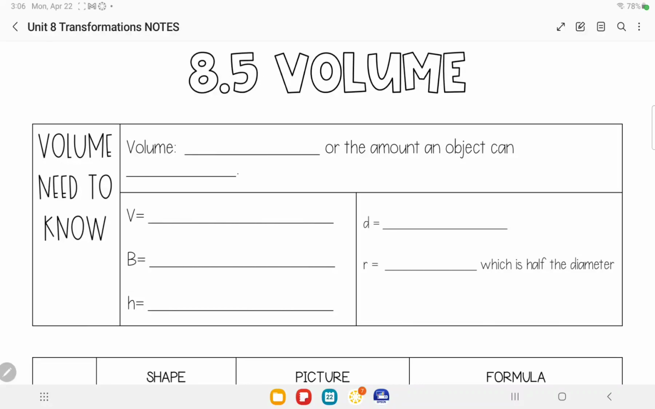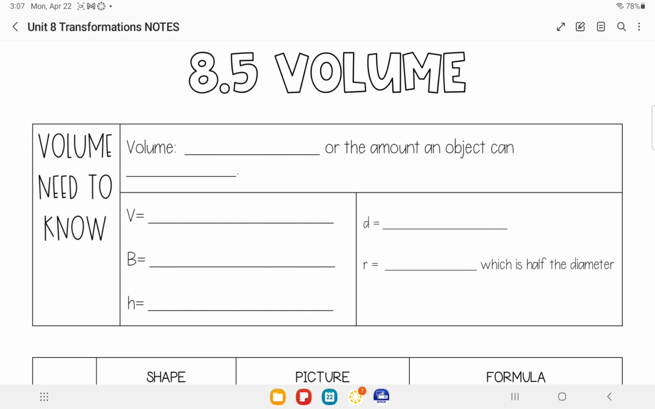All right, today we're going to be working with volume. This is our last lesson in Unit 8. And as we go over these formulas, you need to commit them to memory because you will not be able to use these formulas. Like you won't have a paper with the formulas. You have to have them memorized for your test.